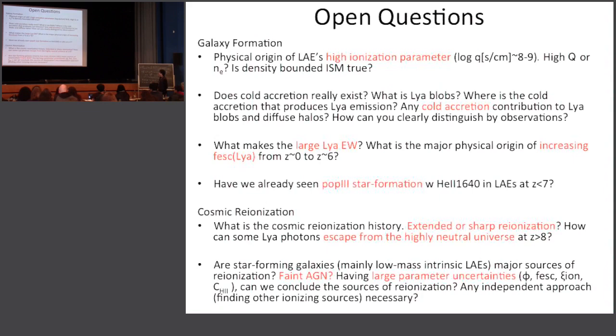And lastly, this morning I talked about ionizing sources. Faint AGN is an open question. Large parameter uncertainties for the four major parameters of reionization are also unclear. Similar things happen not only for the galaxy free parameters, but also for the faint AGN parameters, including Lyman-alpha escape and X-ray emission for such faint AGN, which are unclear things we have identified through the discussion here.